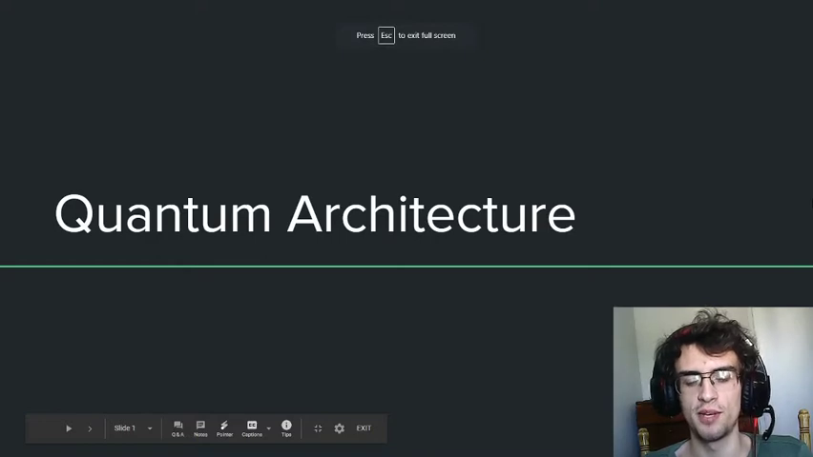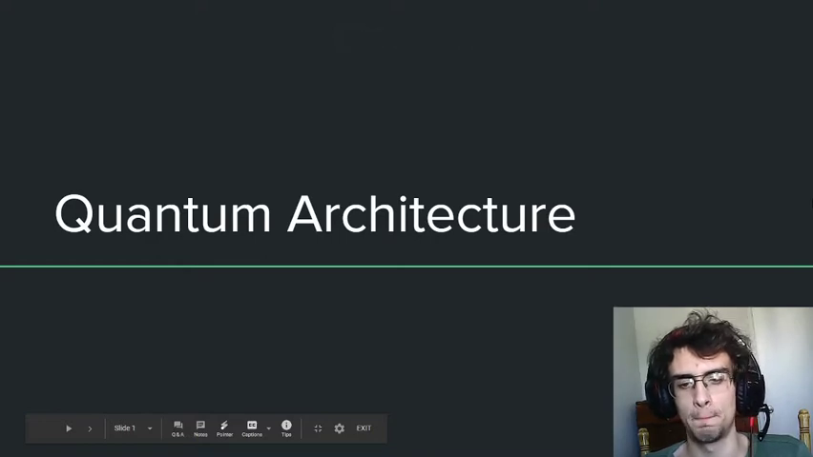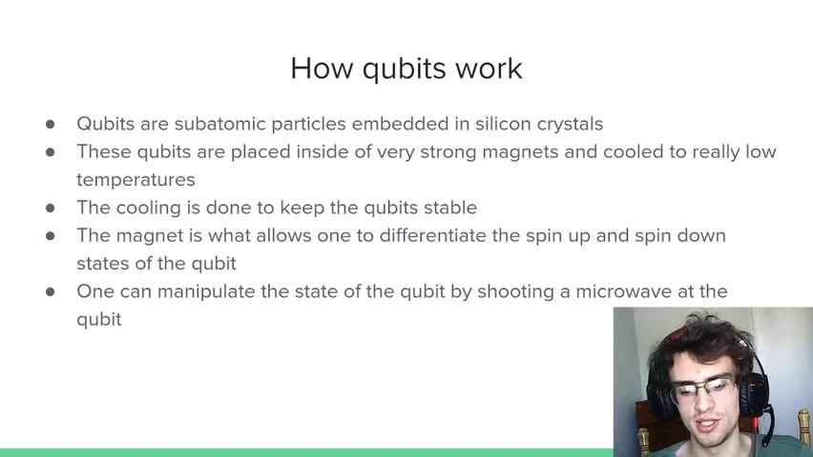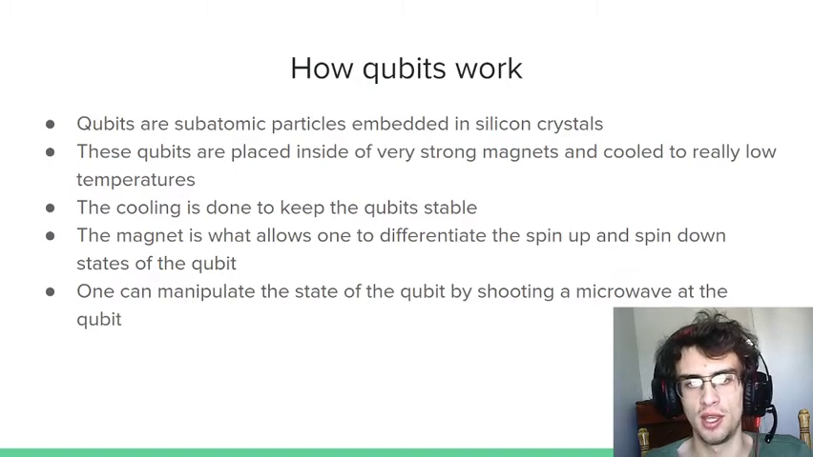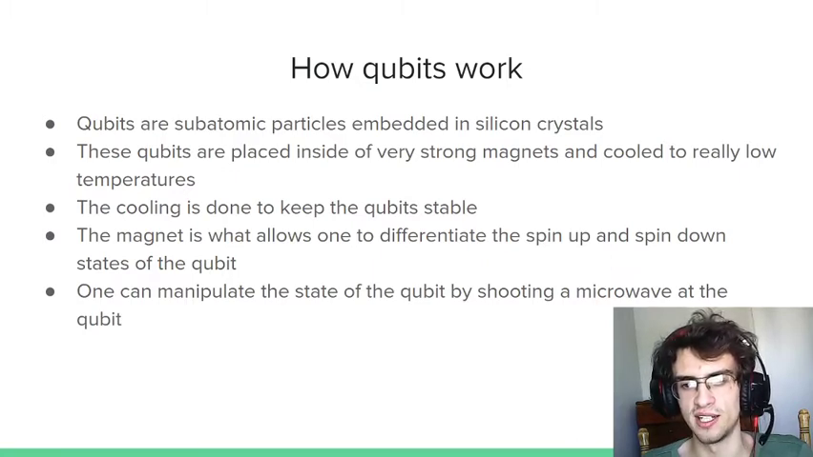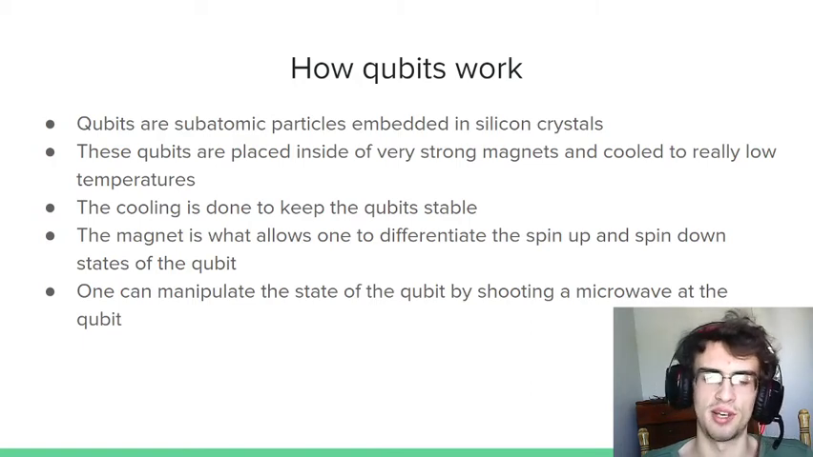Okay, so quantum architecture. Basically, the way that a quantum computer works is it's made up of these things called qubits. Qubits are subatomic particles that are embedded in silicon crystals, right? So these qubits are placed inside of a really strong magnet and cooled to really low temperatures.